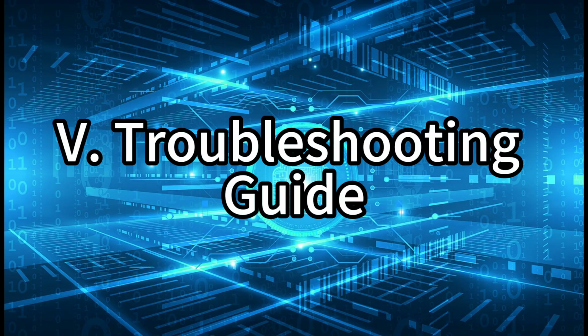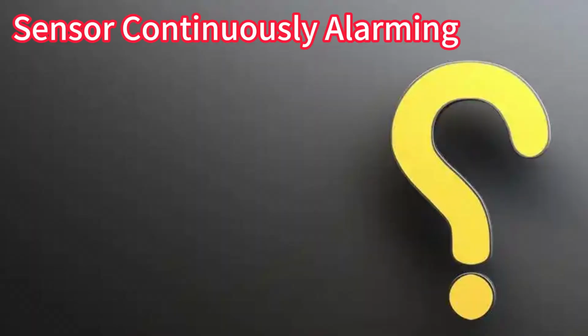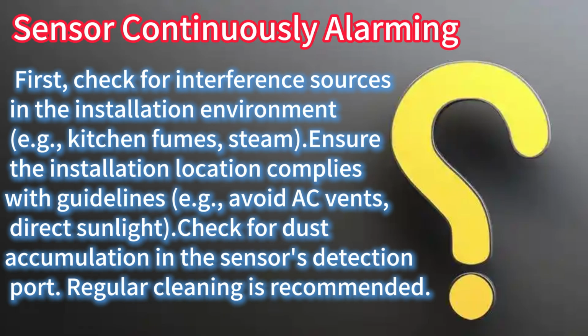5. Troubleshooting guide. Sensor continuously alarming. First, check for interference sources in the installation environment. For example, kitchen fumes, steam. Ensure the installation location complies with guidelines. For example, avoid AC vents, direct sunlight. Check for dust accumulation in the sensor's detection port.